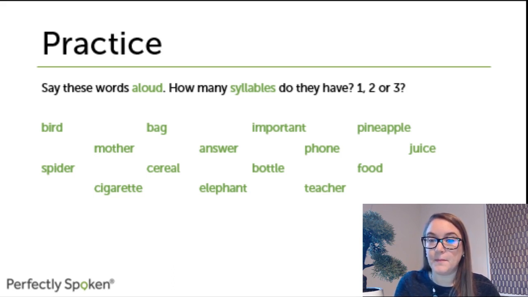Bird, bag, important, pineapple, mother, answer, phone, juice, spider, cereal, bottle, food, cigarette, elephant, teacher. Okay, have you put those into 3 columns?